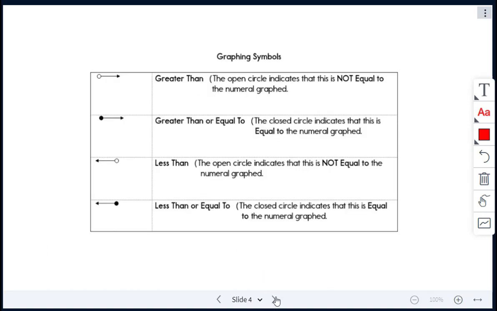So just some review on when we're graphing. You have an open dot when it's just a greater than sign. If it's a greater than or equal to sign, you would have a closed dot. Same thing if you have a less than sign, it would be an open dot. If it's a less than or equal to sign, it will be a closed dot. I'll show you that again in the examples when we graph on our number lines.